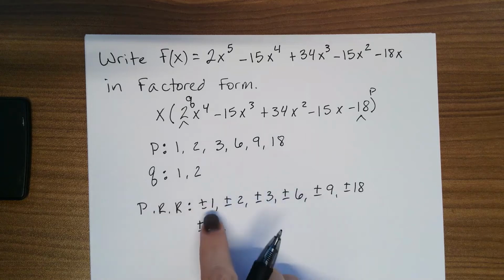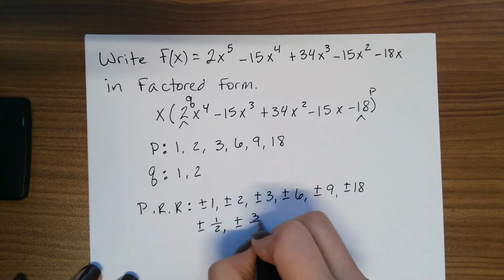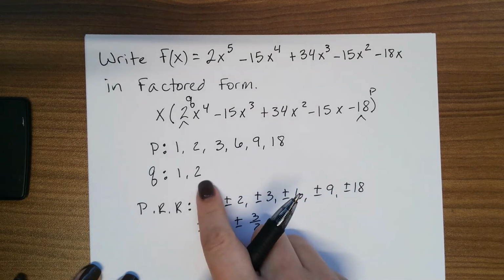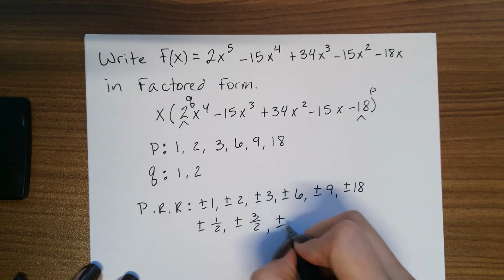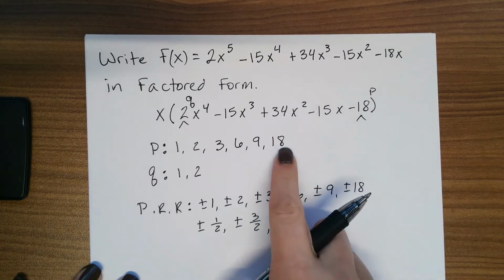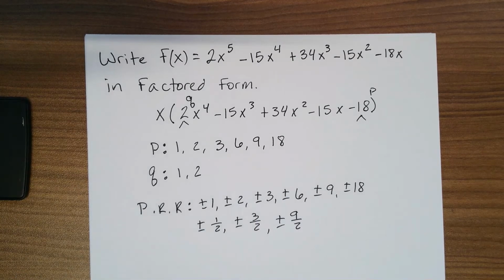2 over 2 is 1, already in my list, so I won't include it. 3 over 2. 6 over 2 is 3, already in my list. 9 over 2. And 18 over 2 gives me 9, which again is already in my list. So this is my complete list of possible rational roots. And I want to go through and see which ones are actual zeros or roots.